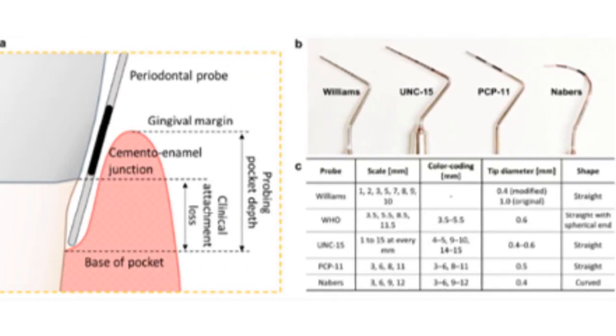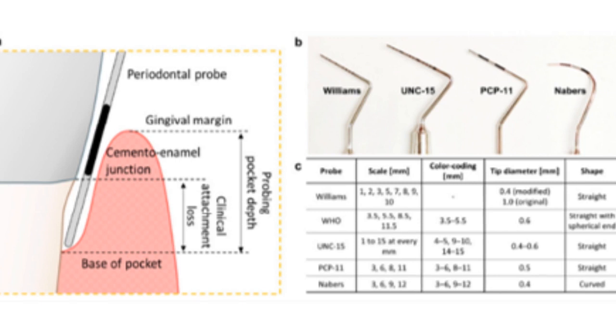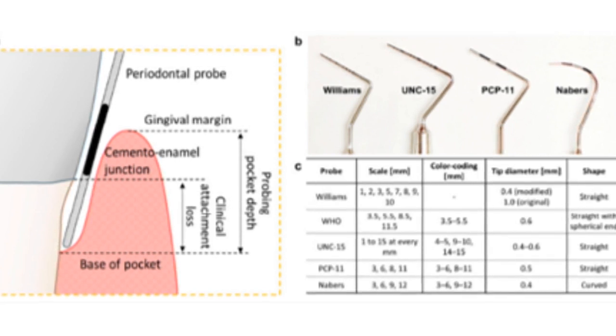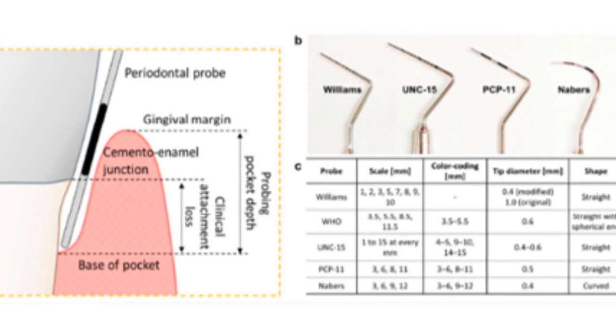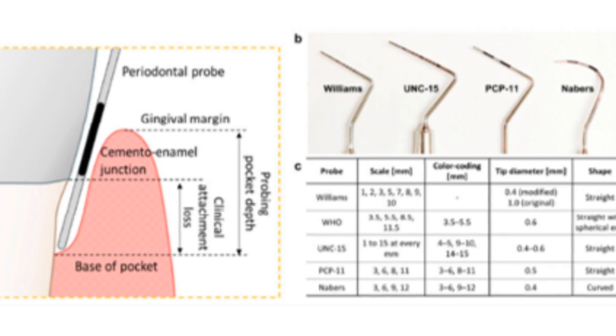Now, how do we measure the clinical attachment loss? The clinical attachment loss can be measured with any type of probe you can use. You can use Naber's probe or Williams probe, etc. You will measure from the cemento-enamel junction until the base of the pocket. So you insert your probe apically from the cemento-enamel junction up to the base of the pocket in order to measure the clinical attachment loss.